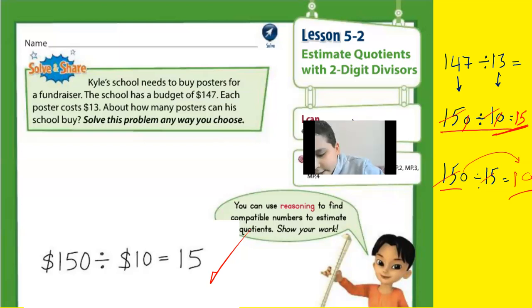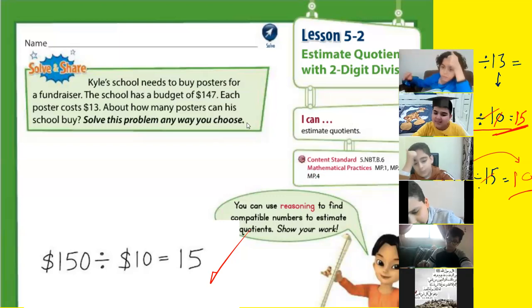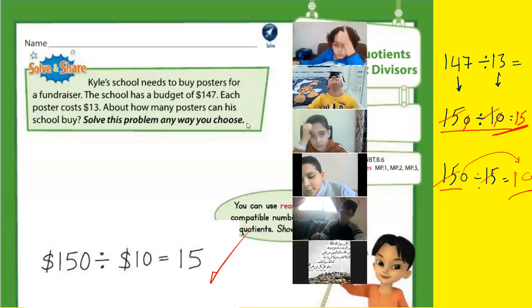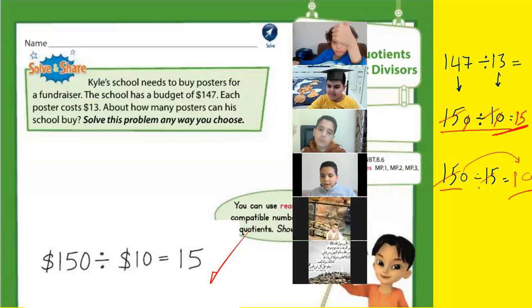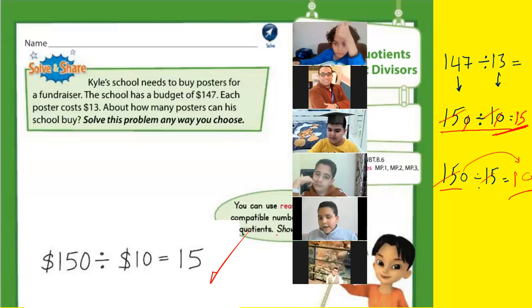Mister, I have something to tell you. Yes, Ali. Mister, we must be careful with estimation. For example, if we divide 2,964 by 73.